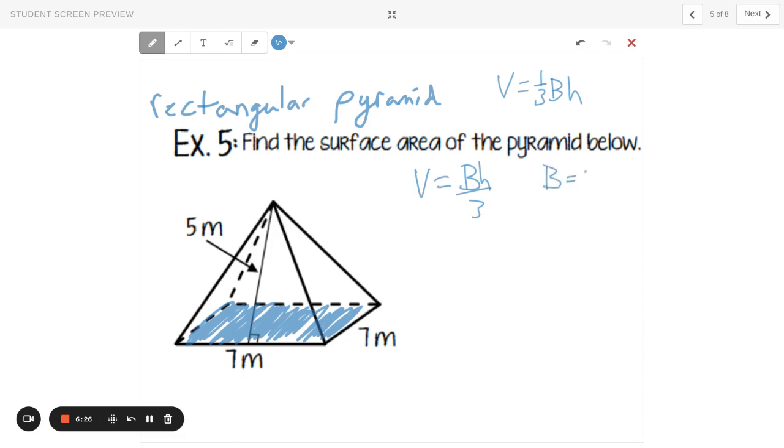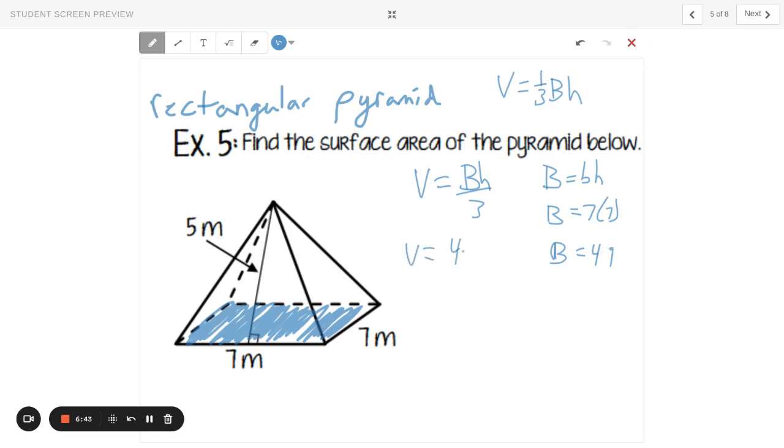So it means big B is just base times height. So the base of the rectangle will just be 7 times 7. Sorry, guys, my tablet's not being nice. That is 49.